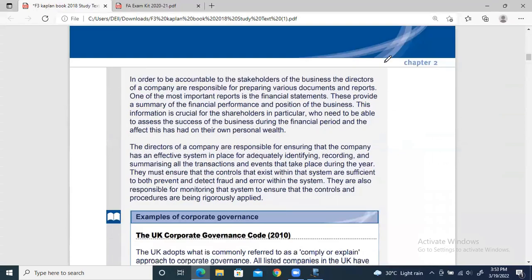In order to be accountable to the stakeholders of the business, the directors of the company are responsible for preparing various documents and reports. One of the most important reports is the financial statements. I've already told you above that the responsibility for making financial statements is with the directors, not with the shareholders. These provide a summary of the financial performance and position of the business. This information is crucial for the shareholders, in particular, who need to be able to assess the success of the business during the financial period.